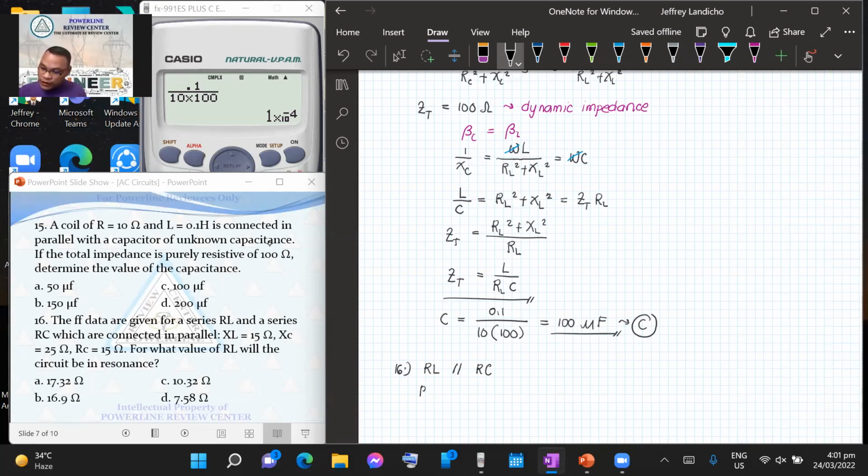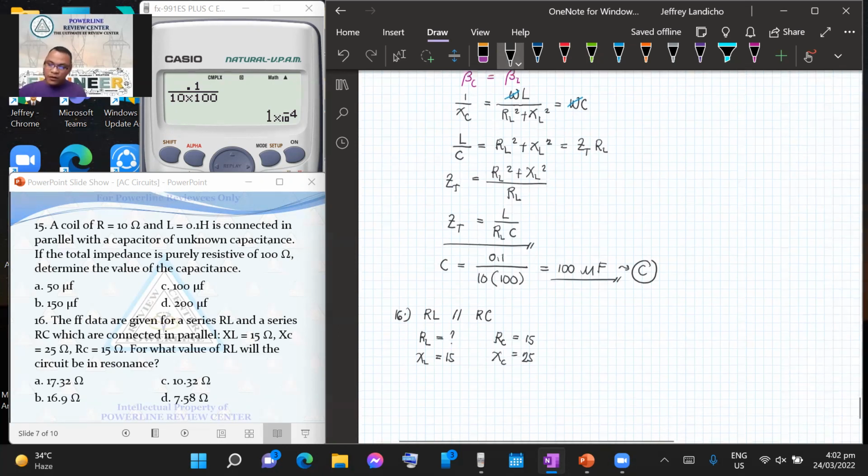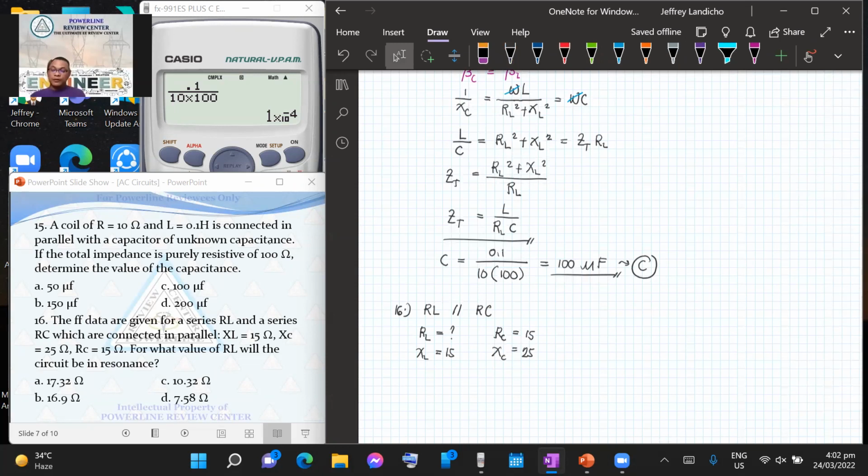So the resistance in series with inductance, that is the required, hindi natin alam. But the inductive reactance, that is 15 ohms. Resistance in series with capacitance, that is 15. And the capacitive reactance, that is only 25. For what value of the resistance in series with inductance or RL will the circuit be in resonance?